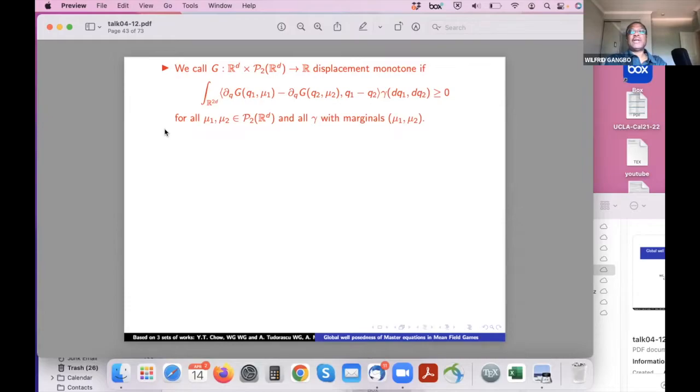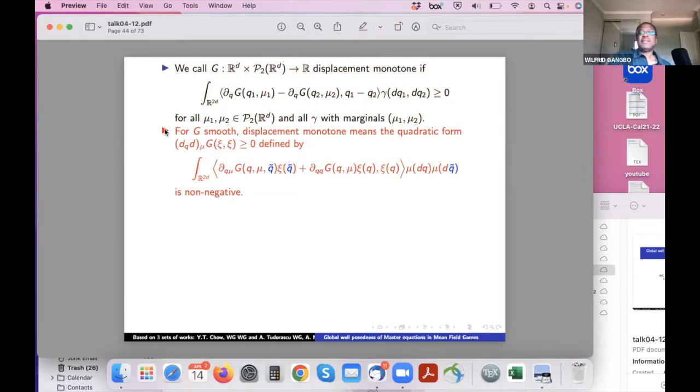G is displacement monotone if the following inequality is true. You take any mu and nu, probability measures of finite second moment. You take any gamma which has mu and nu as marginals. And you integrate that expression with respect to gamma. It has to be non-negative.